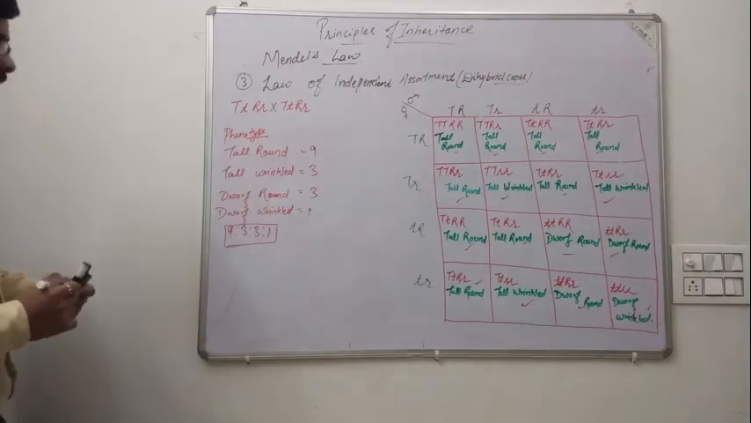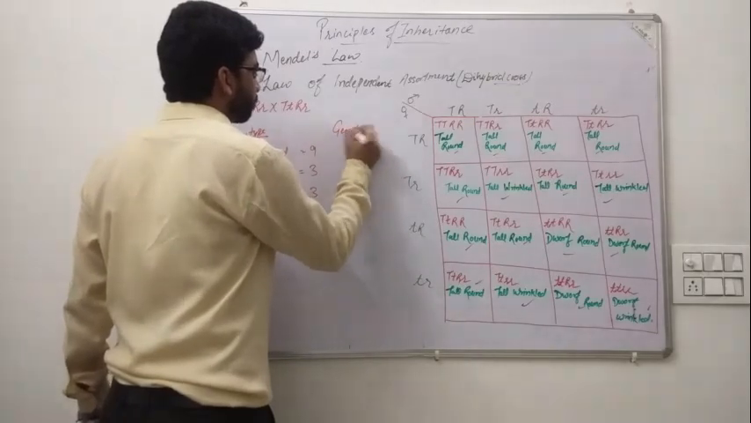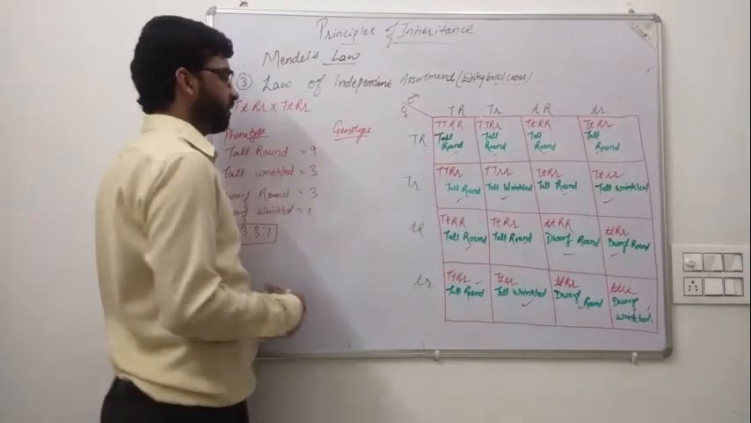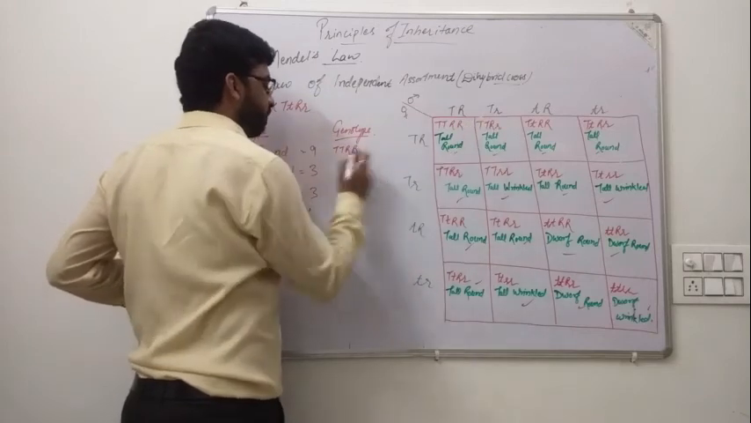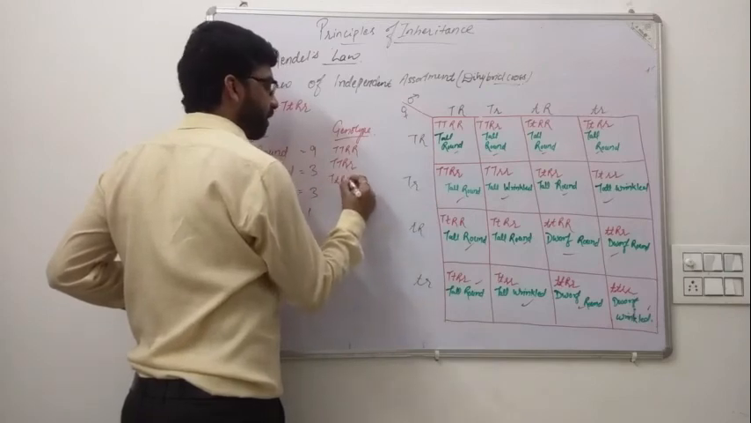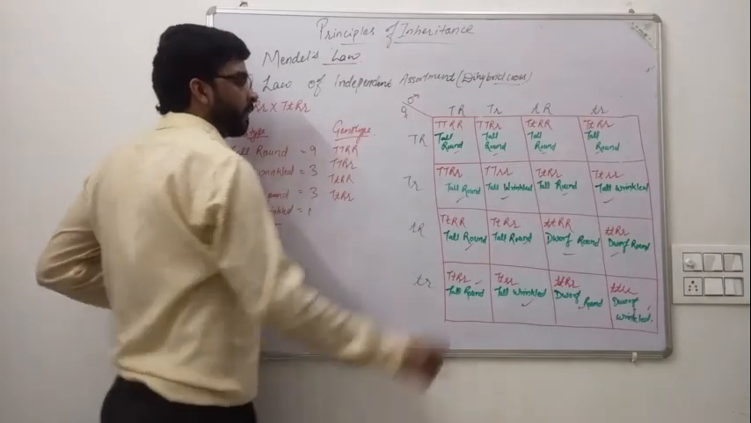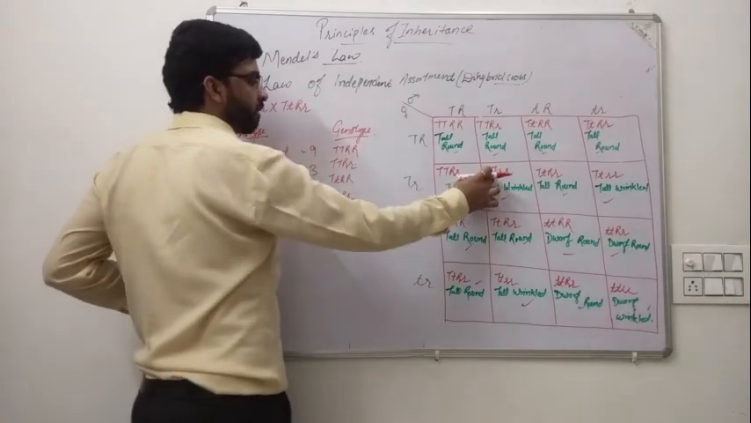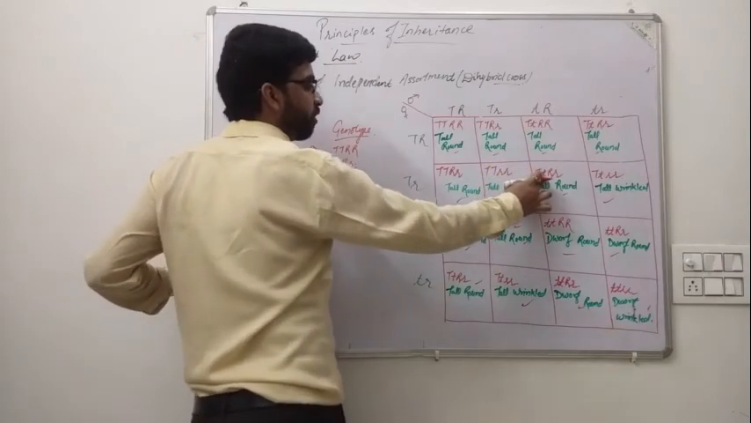Now we calculate the genotype. Genotype: we calculate all of these. First of all, capital T capital T capital R capital R. Next, capital T capital T capital R small r. Next, capital T small t capital R capital R. And capital T small t capital R small r here. We just write each one once, so we never repeat it.